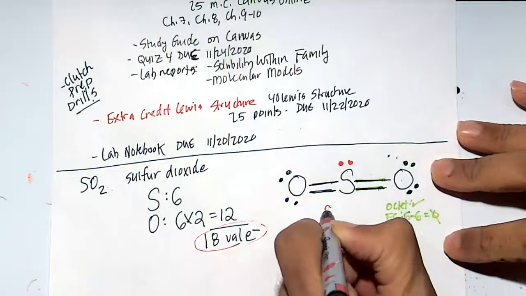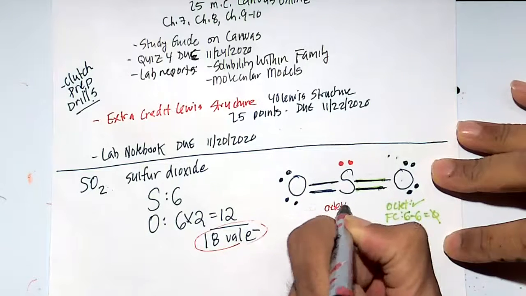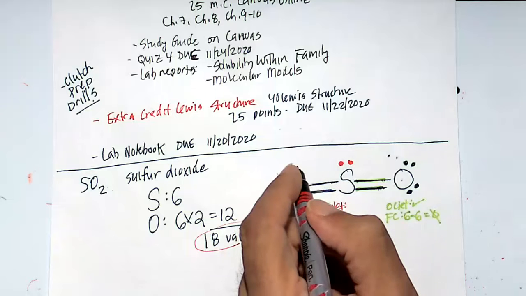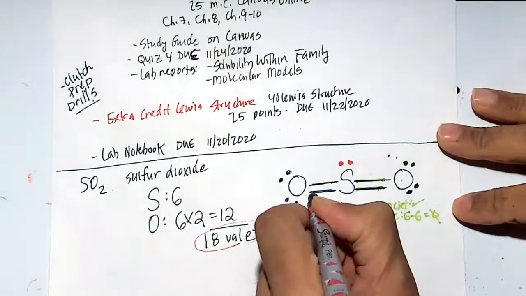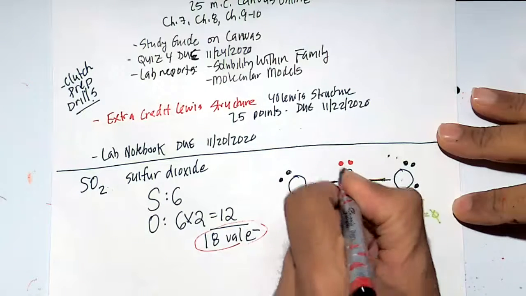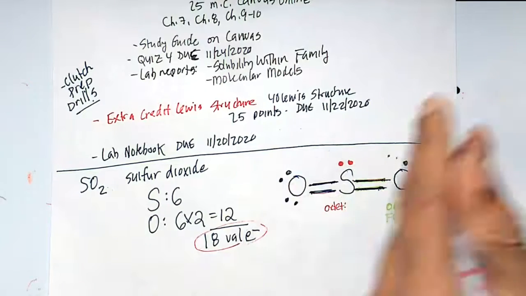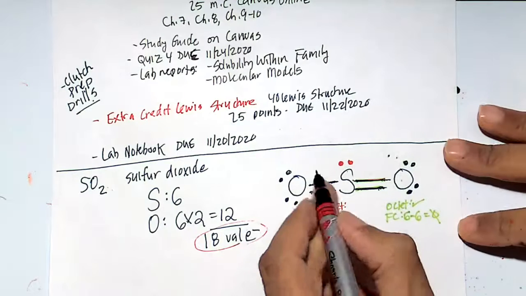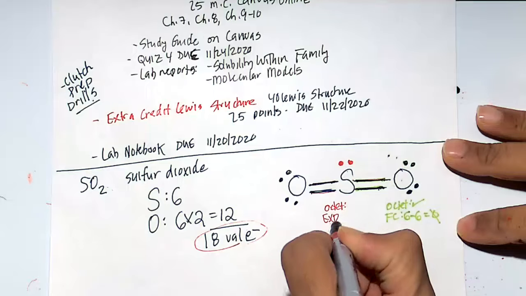All right, so let's do the octet rule on this sulfur. We count everything individually for the sulfur. So 1, 2, 3, 4, 5, 6, 7, 8, 9, and 10. That's okay. We'll call that an expanded octet.